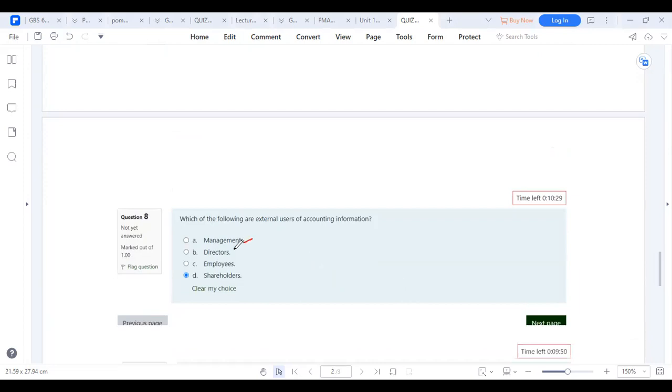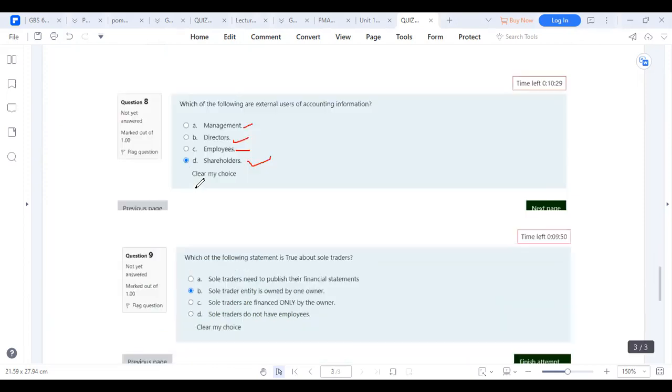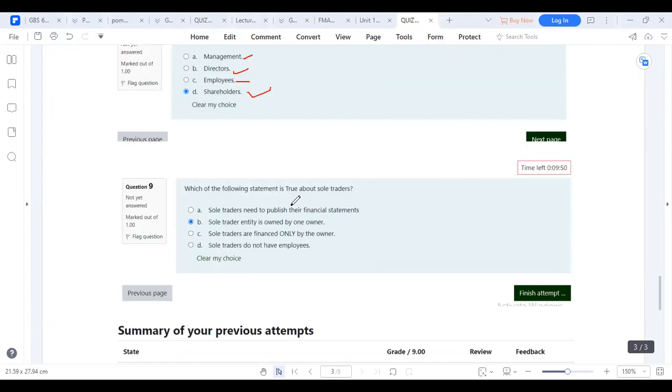Management, that's internal. Directors, internal. Employees, internal. Shareholders are external. Which other external users do we have? External auditors, tax authorities, creditors are also external. All right, which of the following statements is true about sole traders? Sole traders.